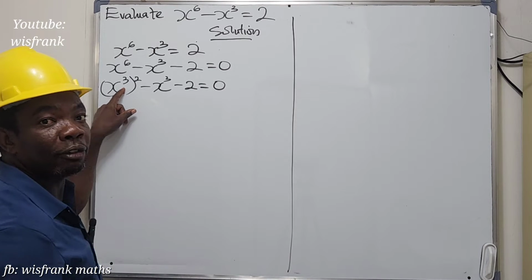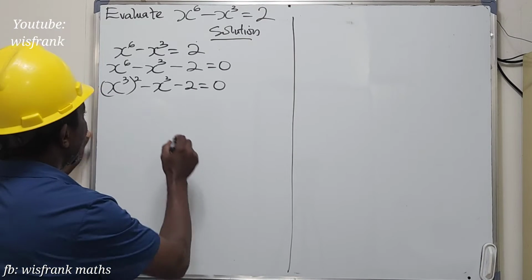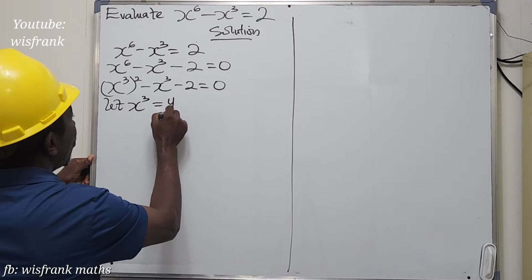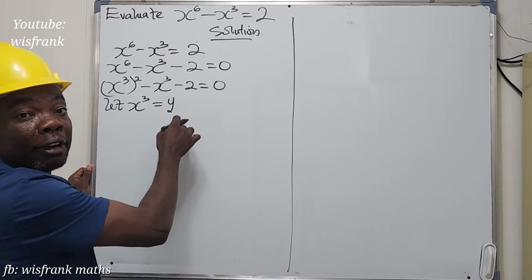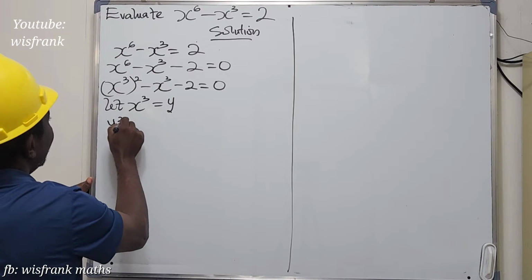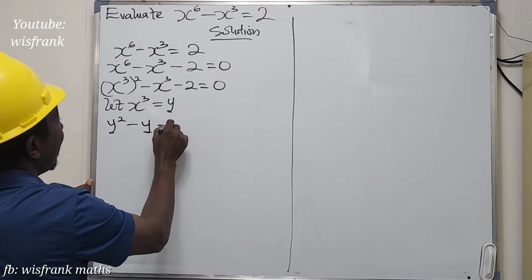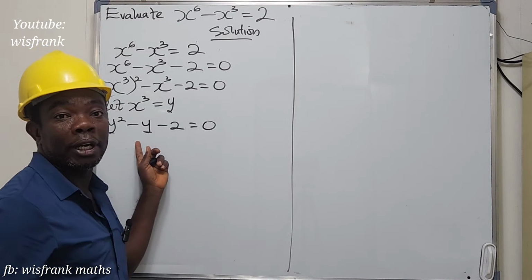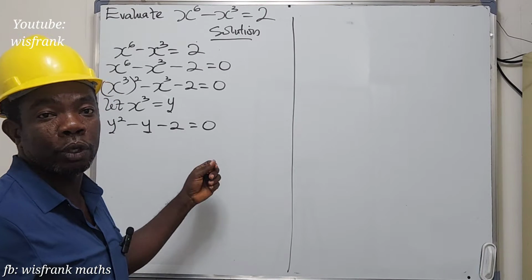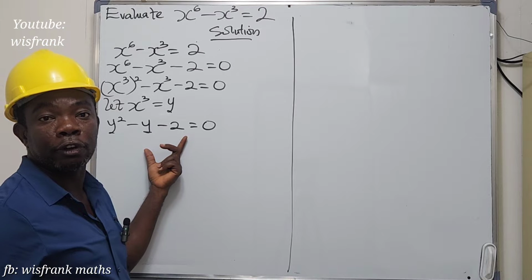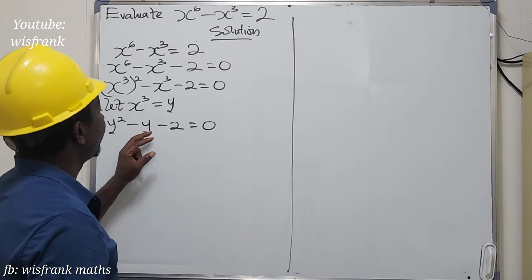We have x to the power of 3 here and x to the power of 3 here. We say let x to the power of 3 equal y. So substituting the value of y in this place, we have y to the power of 2 minus y minus 2 equals 0. So this has turned out to become a quadratic equation. So we are going to use a factorization method for us to find the value of y from this.